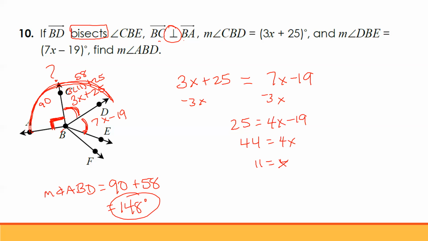Okay, so we had to know what bisect means. We had to know what perpendicular means. We had to know that bisect, two equal parts, means that the expressions are equal. And we had to use the angle addition postulate. That was fun.